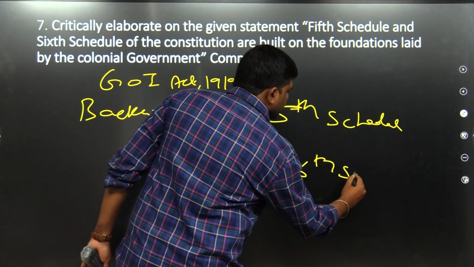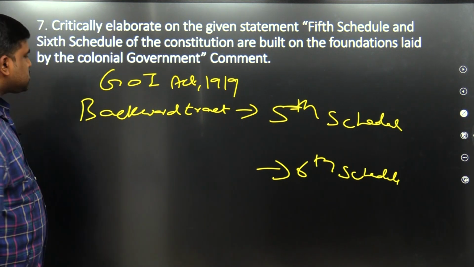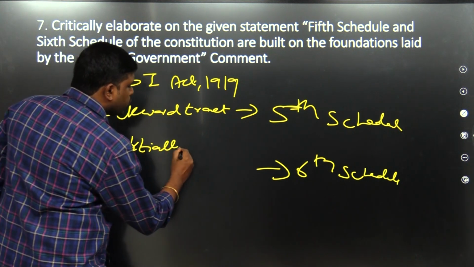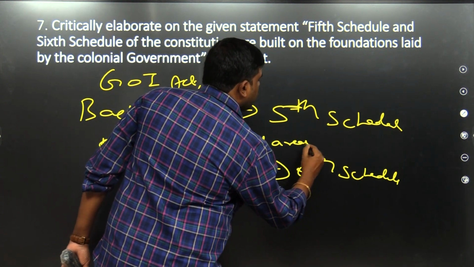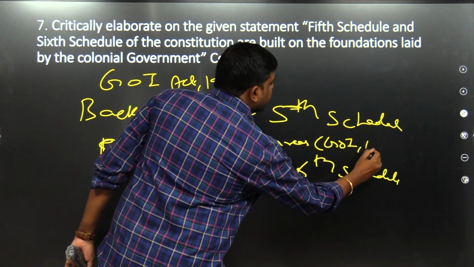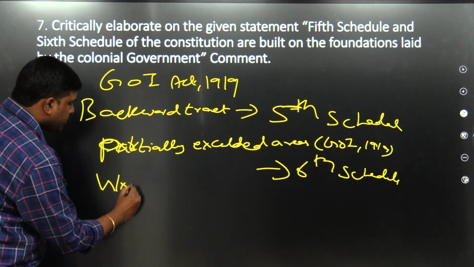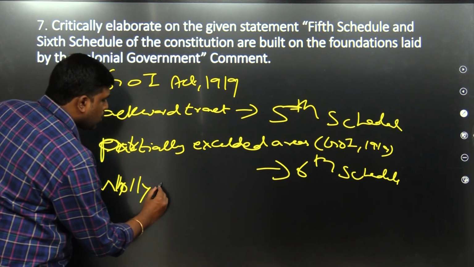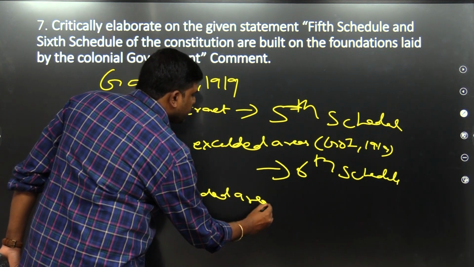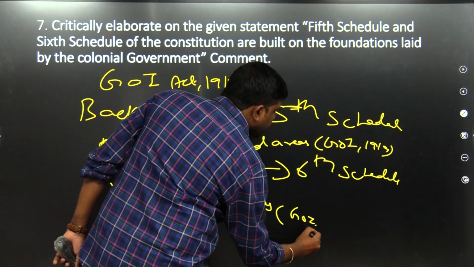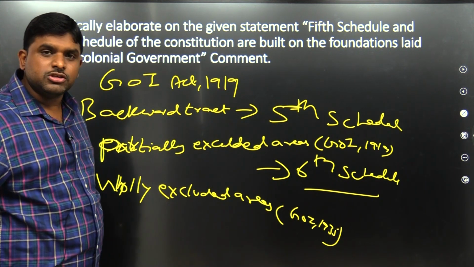The 6th schedule was earlier called partially excluded areas according to the Government of India Act of 1919, then wholly excluded areas according to the Government of India Act of 1935. Now they are changed into the 6th schedule of the Constitution.